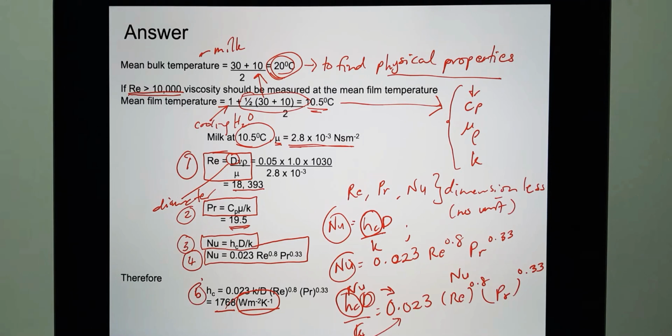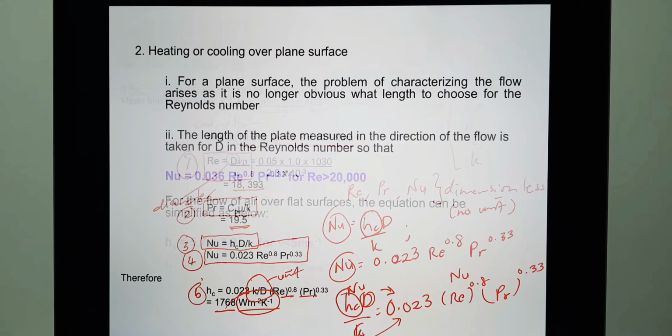Basically the unit comes from K over D. As I mentioned just now, Reynolds is dimensionless, Prandtl is dimensionless. So only K over D has a unit. That's why at the end you will have the unit of watt per meter square Kelvin. So this is the problem solving for the question that has been given in the previous slide.